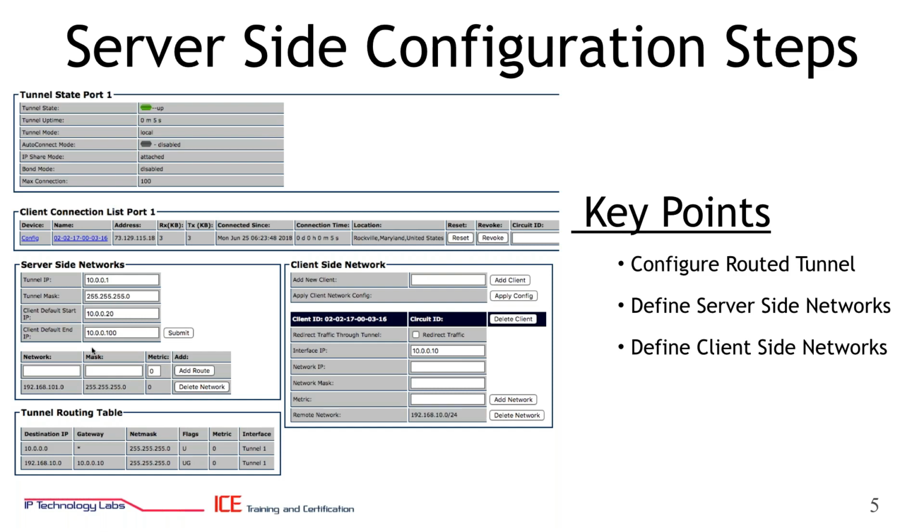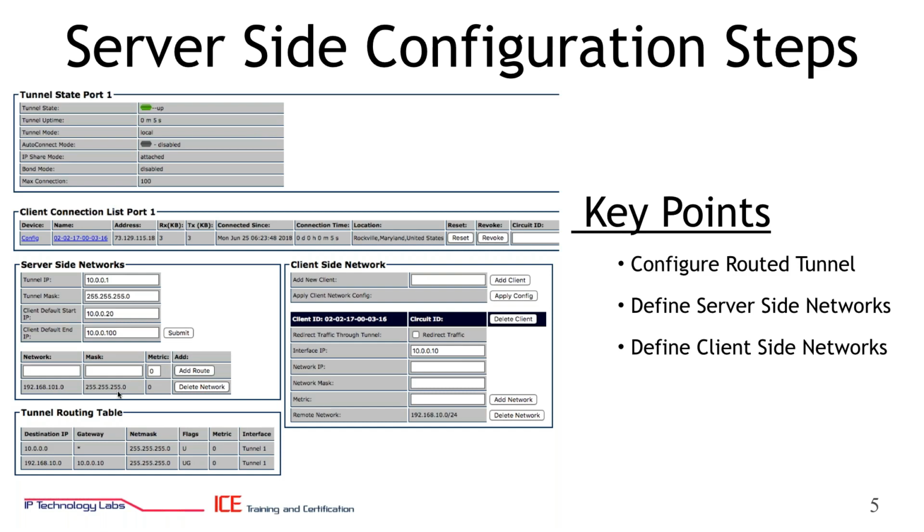We're defining IP addresses for our remotes. Now, the important part here is this server-side network block. We are saying 192.168.101/24 is a server-side network. So on our server-side networks, anything we define as a server-side network, the server is going to push that information to the clients so that they understand what networks are available on the server side.